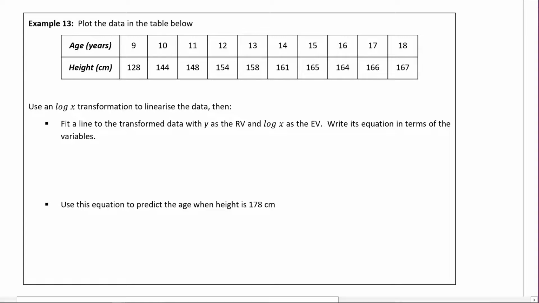We're going to work through this example before us. It says that we need to plot the data in the table below. We've been given age in years, and we've been given height in centimeters. Let's first determine what our explanatory and response variables are.